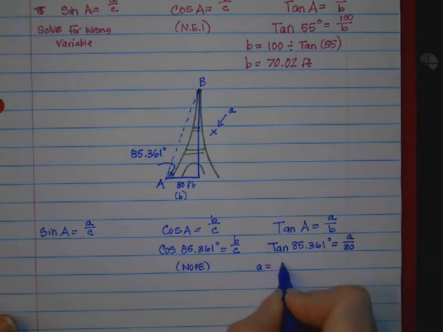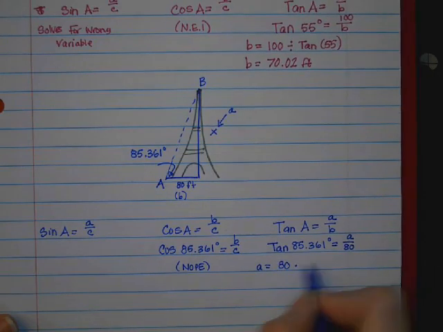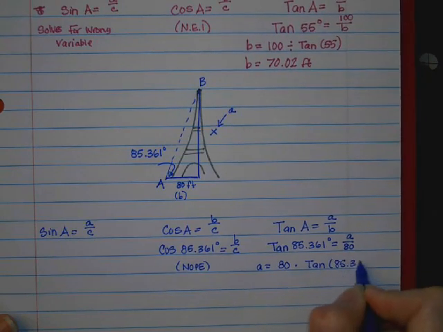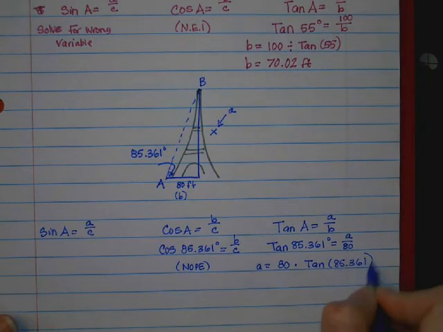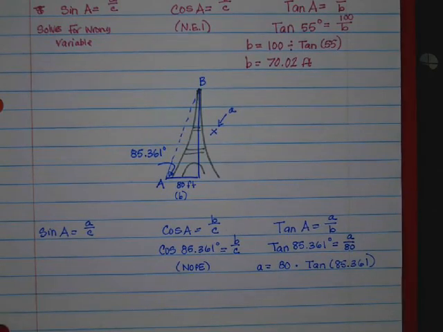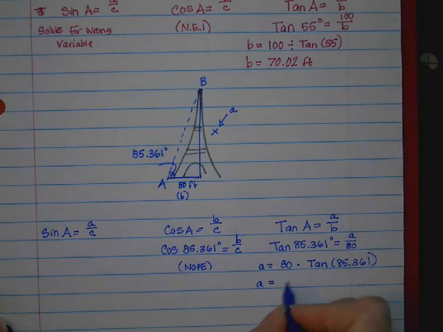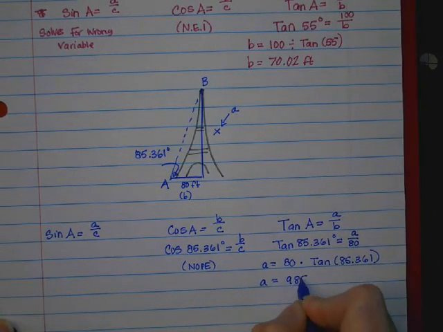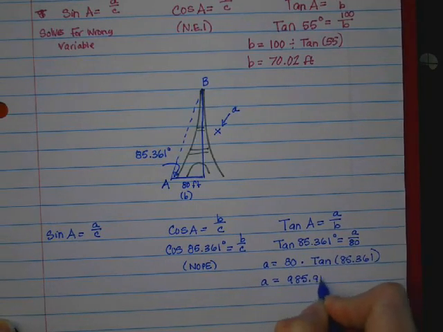Yes, I'll multiply the side length, which is 80, times the tangent of 85.361. Even though that's a big number like that, you're still going to just put it in like that. Don't do anything different. So 80 times your tangent of 85.361, and then you're going to round this value to 2 decimal places. So when we do, we get 985.91. And again, this is feet.